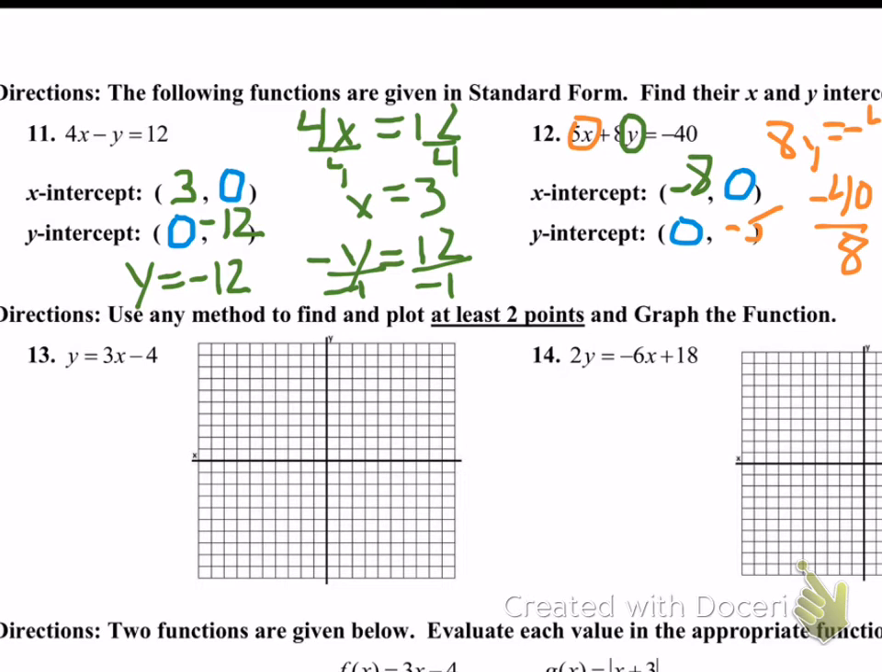Okay. For number 13, it says we can use any method and we need to plot at least 2 points. I'm just going to make a quick table. X, Y. If I plug in 0, 3 times 0 is 0, minus 4 is negative 4. And I can plot that point on my graph. 3 times 1 is 3, minus 4 is negative 1. And I can plot that point on my graph. And then I can draw the line to connect those. Remember, we should be filling the coordinate plane all of the way.